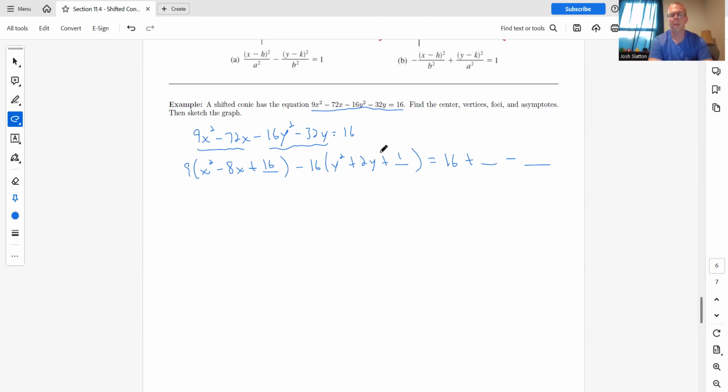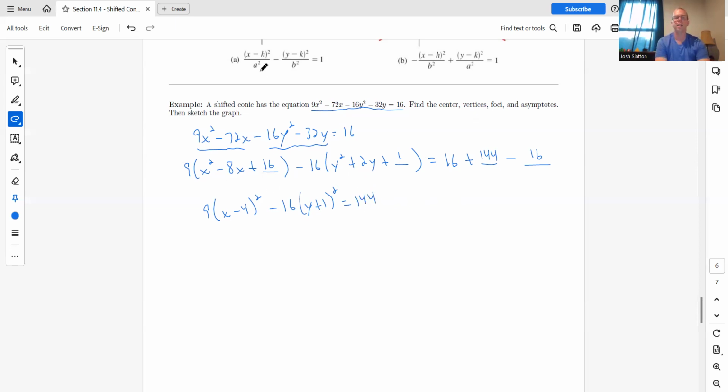1 squared is 1. All right, so now over here, we're not putting 16 and 1, because we factored out a 9 and a negative 16. So 9 times 16, we're actually adding a 144. And then negative 16 times 1, we're actually subtracting a 16. So you've got to pay attention to that. When you factor this part out, you have to multiply it back in when you add in the correct number over here. So now let's factor that. We get x minus 4 squared, and then minus 16 times y plus 1 squared equals 144.